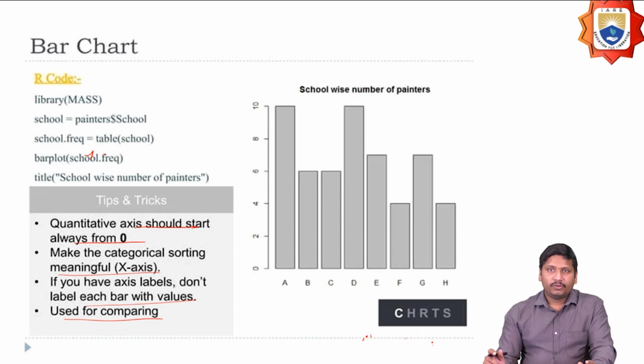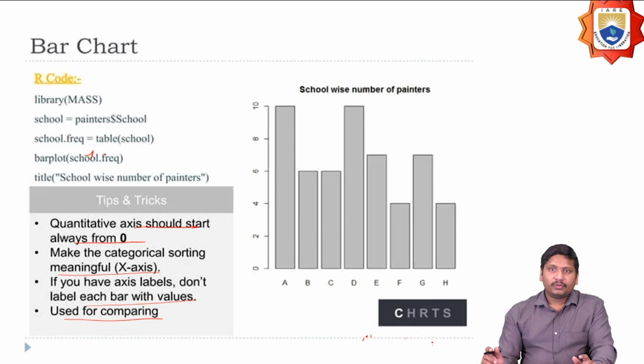So what is the code for the bar chart? Library of MASS, and school is equal to painters dollar school, and school dot frequency is the variable where I extract the values of this table of school.